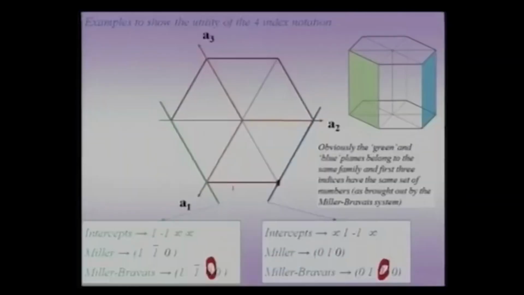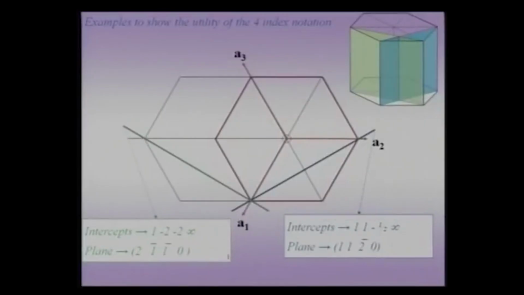For instance, now I want to generate this equivalent set. For instance, I want to write this plane or one of these planes. There will be 1 0 1 bar 0 or 0 1 bar 1 0. So, by merely permuting the first 3 indices, I can get all the equivalent planes. That is why we have the utility of the Miller-Bravais indices, wherein we include the i index.